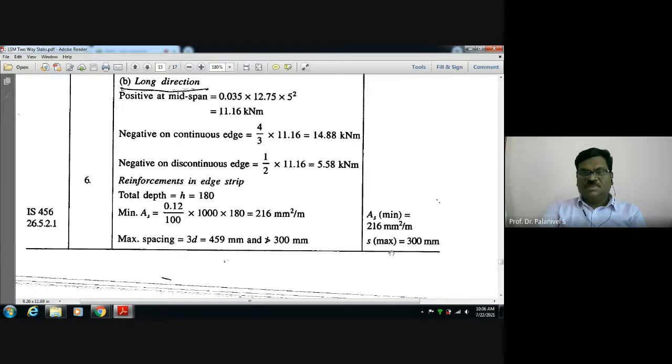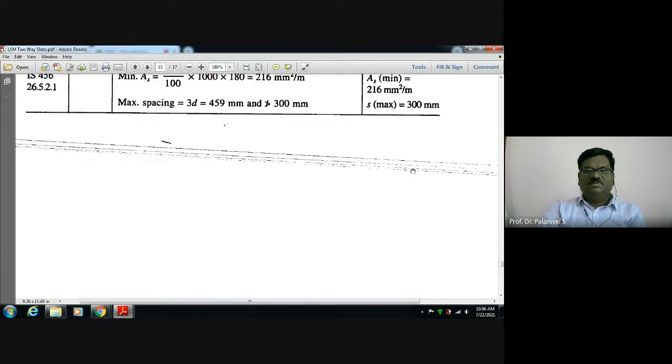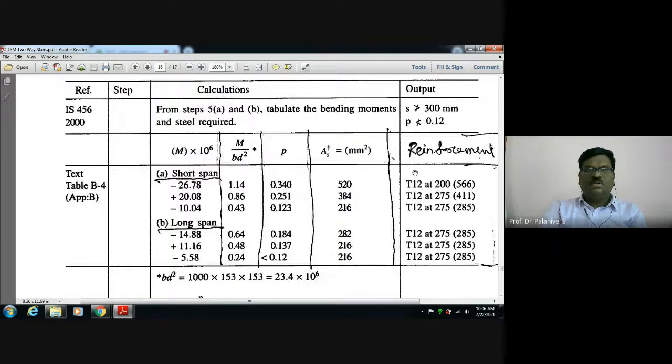Still he has not provided that. He has discussed it at a later stage. This reinforcement in the edge strip can be done later also, no problem. Only the area of steel required he determined at the edge strips. Now straight away the author has gone to tabulation. So you rule out a table like this. Nicely, he ruled out a table to do the computation.